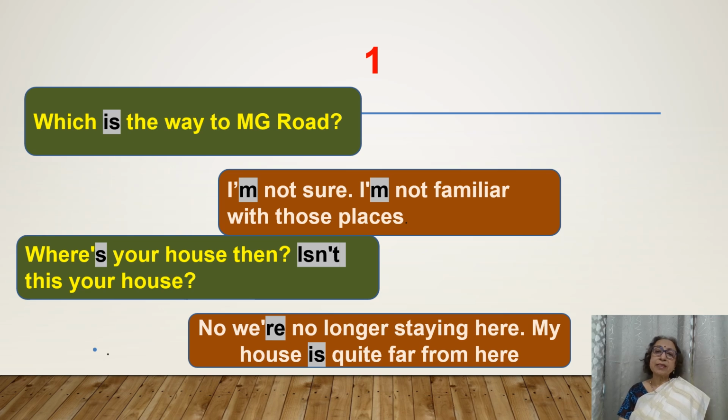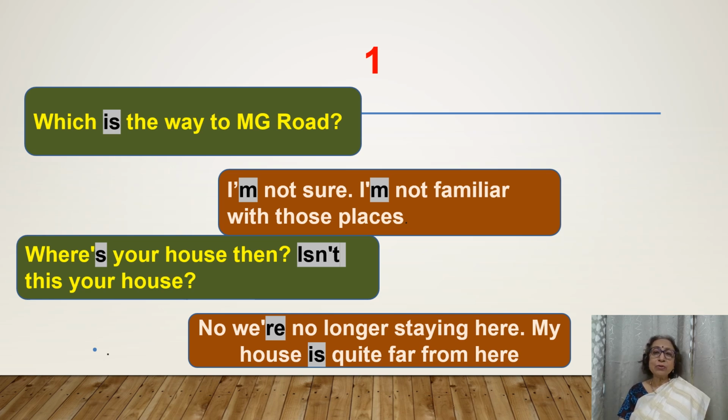So you can repeat, which is the way to MG Road? Suppose somebody asks you, then how will you reply? Either you know the way, you show them. Otherwise you say, I'm not sure. I'm not familiar with those places. This you have to repeat, because as soon as I read it out, it is for you to repeat. That is one way of learning good English, immediate response you can give if these sentences are there in your mind. Then the other person says, where's your house then?